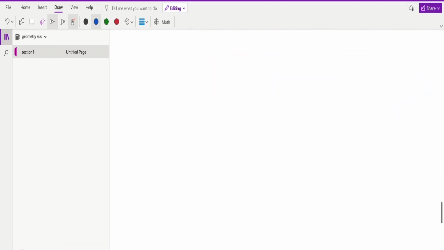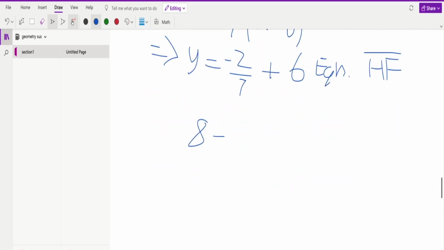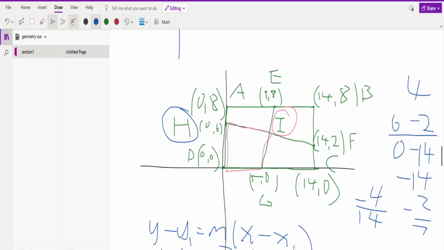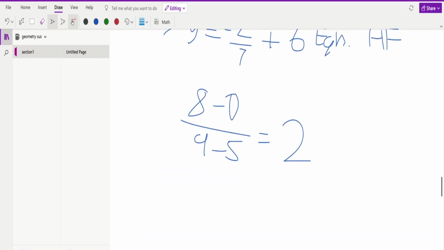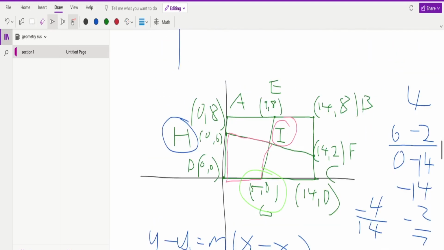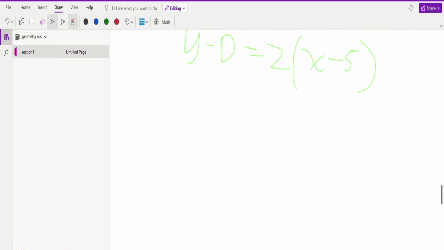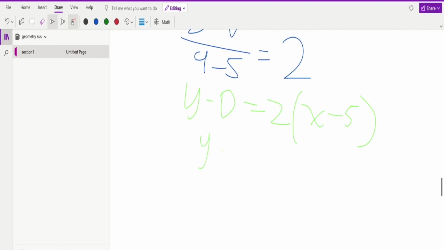So the slope would be 8 minus 0 over 9 minus 5. And this equals 2. You can do that math yourself. And then we take one of these points. I'm going to do G, 5, 0. So now you have y minus 0 equals 2 times x minus, our x coordinate here is 5, so I'll put in 5. And when we simplify this, this is y equals 2x minus 10.